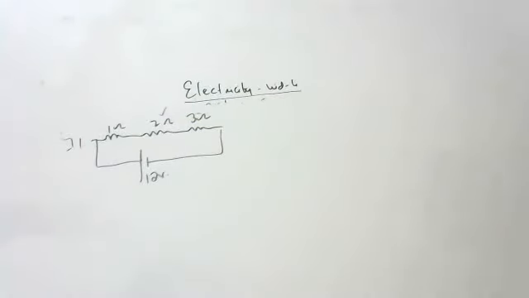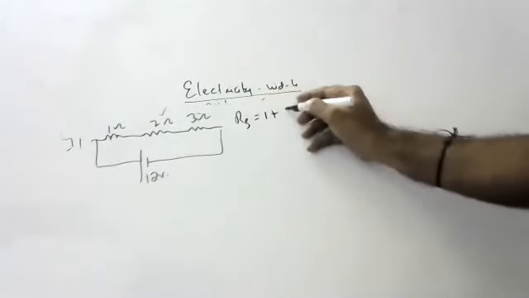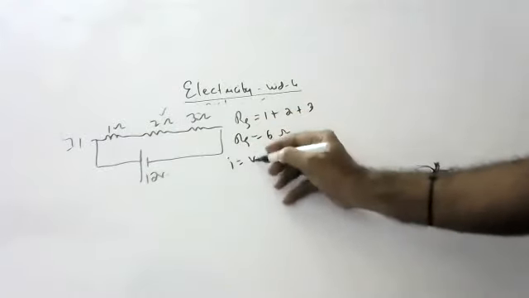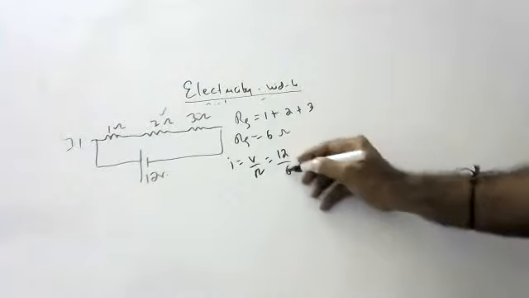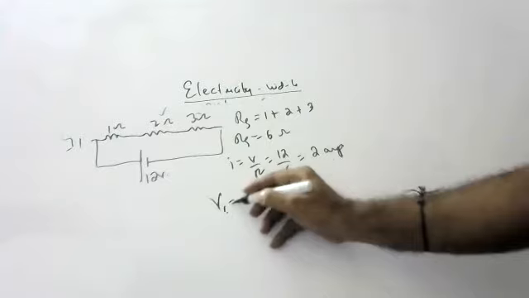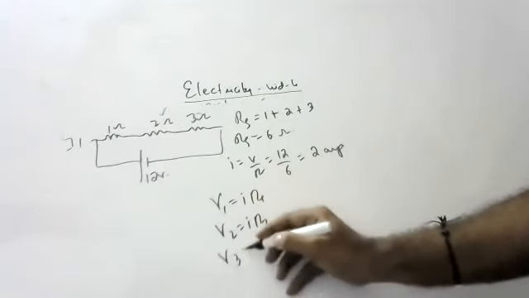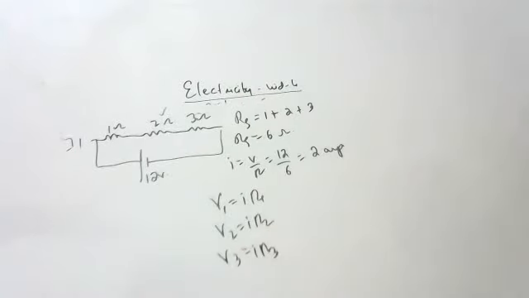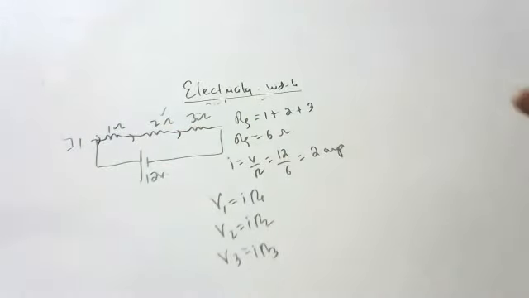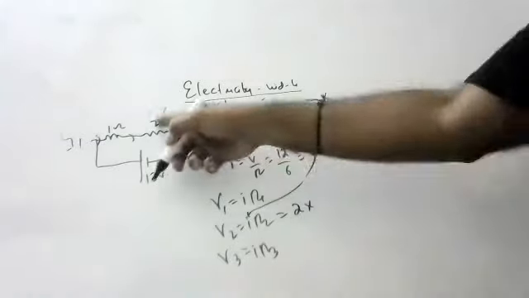Okay, children, do you remember? First of all, we have to find total resistance. How much, children? 1 plus 2 plus 3, 6 ohms. What is the total current, children? V by R, 12 by 6, 2 amperes. Now, across R1, I wrote IR1. Across R2, IR2. Across R3, IR3. And current is the same in all of them, 2 amperes. Why? Because in series current is constant. So here 2 amperes, and here also 2 amperes, children.